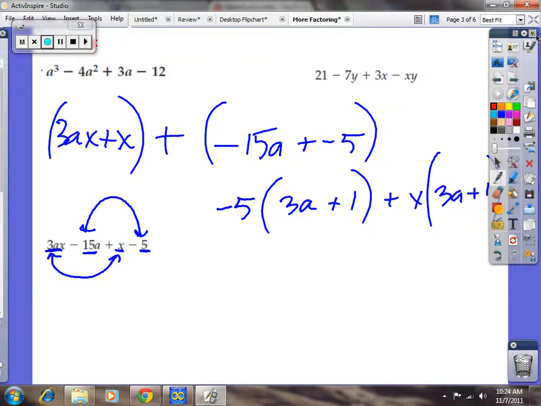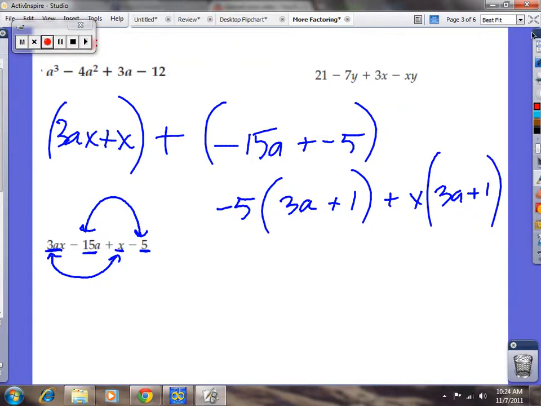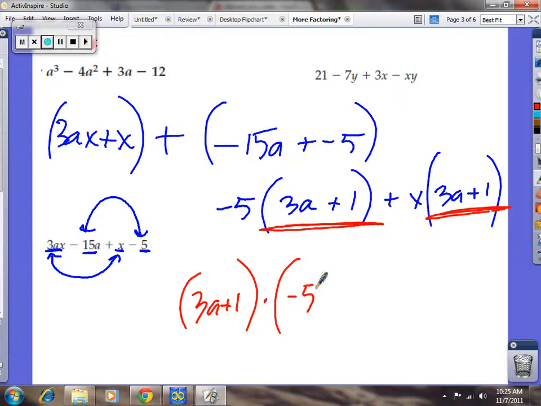Okay, now what you've done is this. By grouping them, you factored out a GCF of the 15a and 5, and then you factored out a GCF of the 3ax and x, and now look what happens. They have a common factor. So negative 5 times the quantity 3a plus 1 plus x times the quantity 3a plus 1. This is now your common factor. So now let's factor this out. If you factor out a 3a plus 1, what's left? Times a minus 5 plus x. And that's your answer.